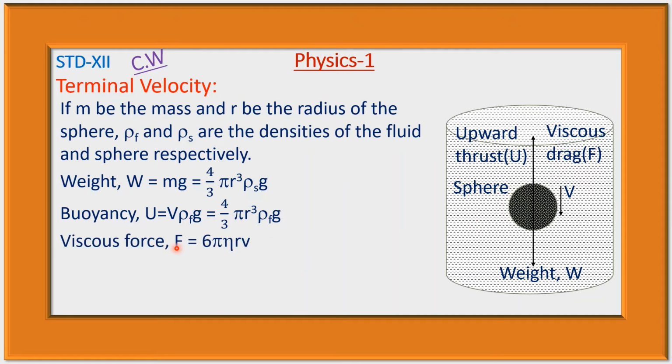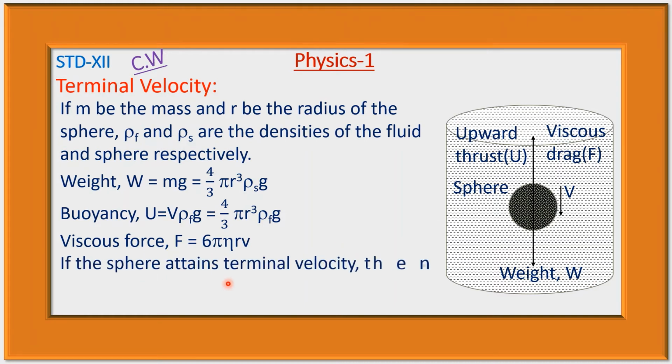Viscous force F is equal to 6 pi eta r v, from Stokes' law. This is the viscous force. In the upward direction, there are two forces: upward thrust, that is buoyancy, and viscous force F. And in the downward direction, weight W.